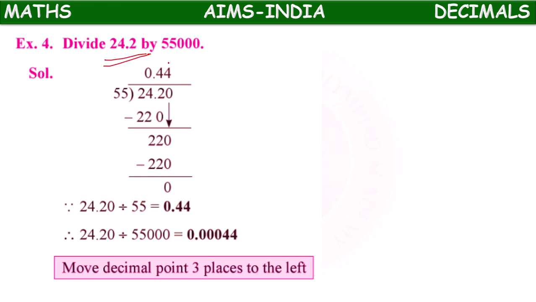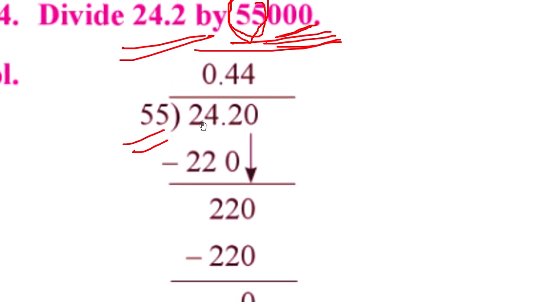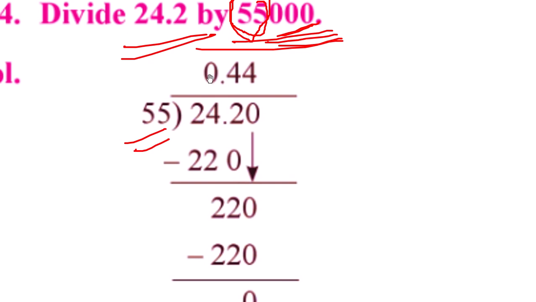Next, 24 by 55,000. So what we will do? We will divide with 55 first, because it's a multiple of tens. On the extreme right side we have zeros, so without zeros 55 is there. Let's divide with 55 first. The numerical part 24 is less than 55. We can keep 0.